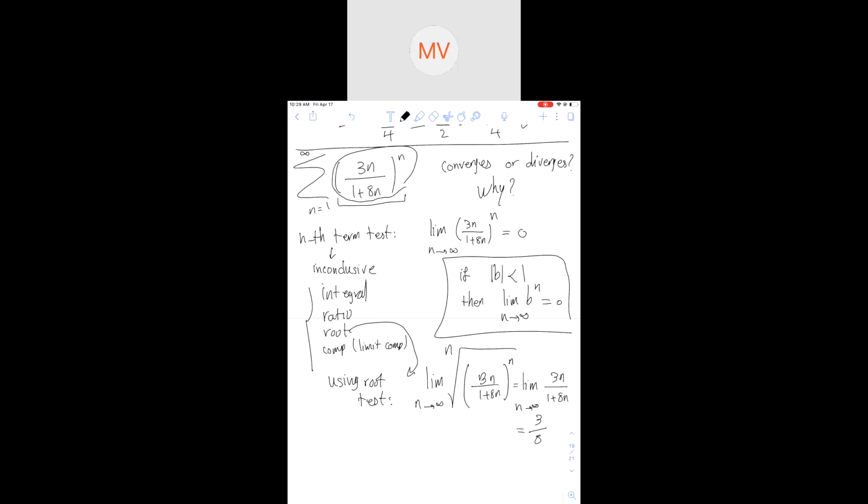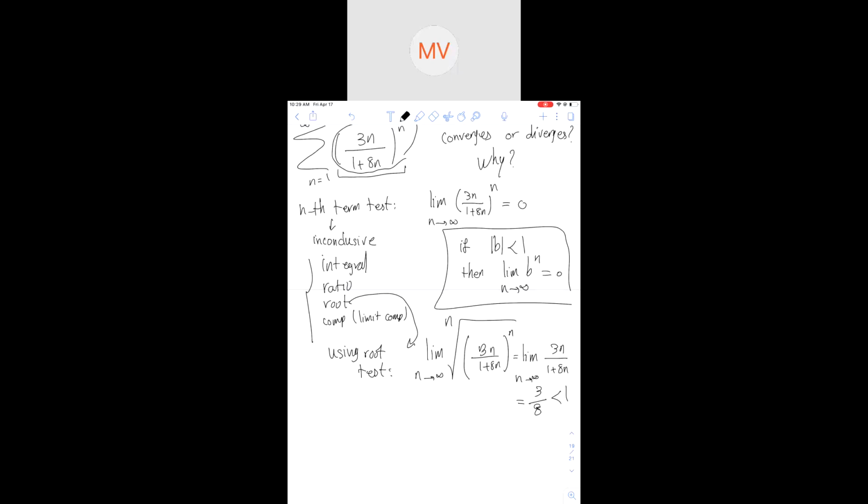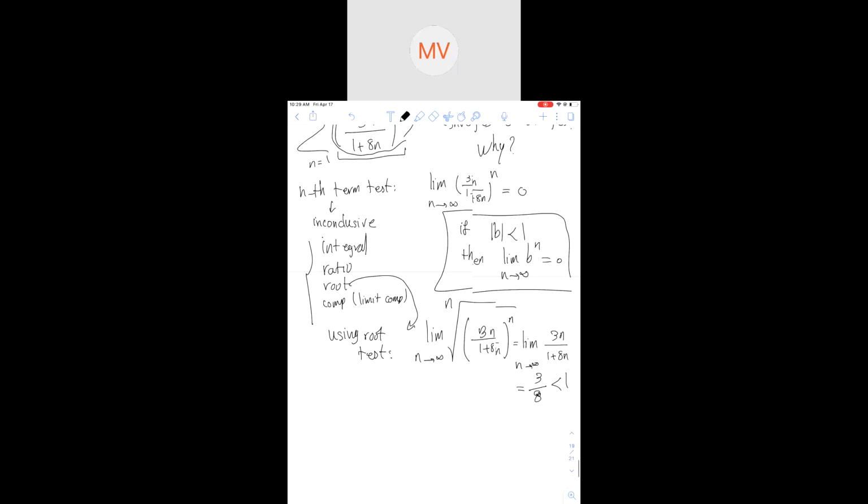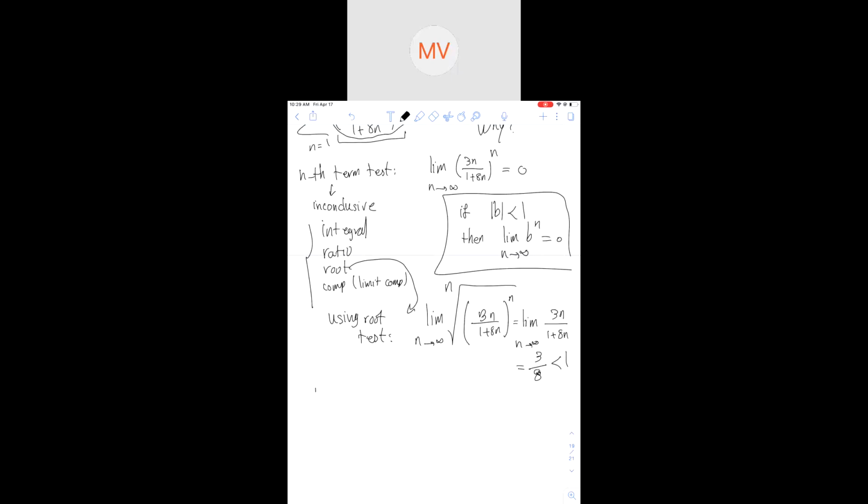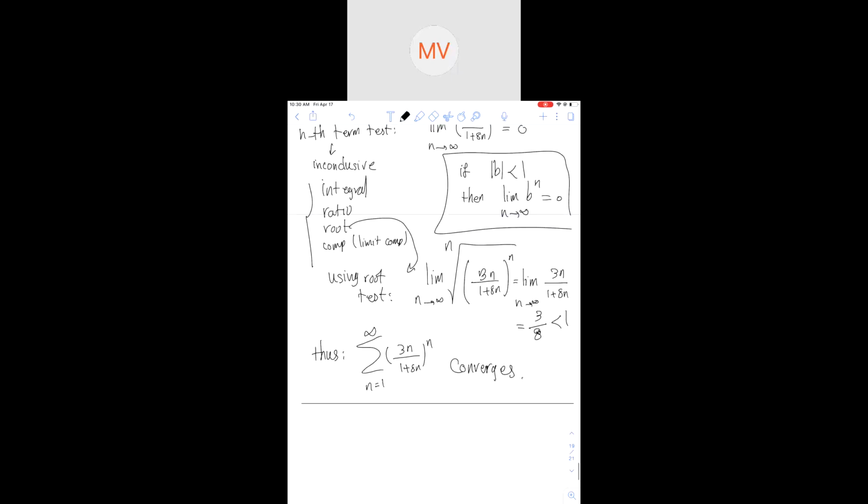That's 3 over 8. 3/8 is less than 1. So by the root test criteria, since the limit is strictly less than 1, the conclusion is that the original series, 3n over 1 plus 8n to the n, from 1 to infinity, converges. Okay?